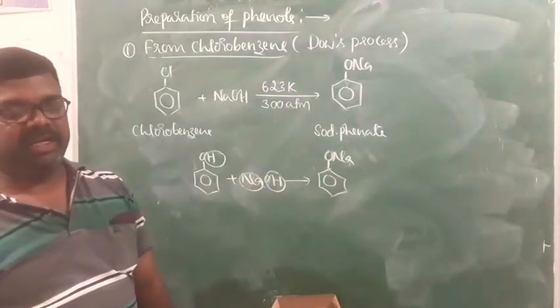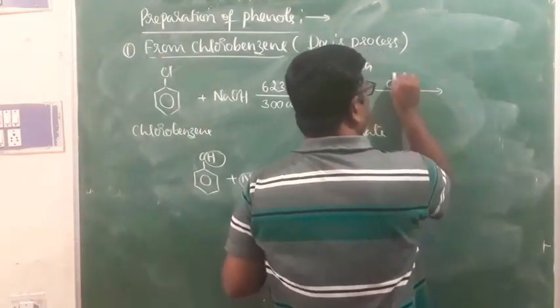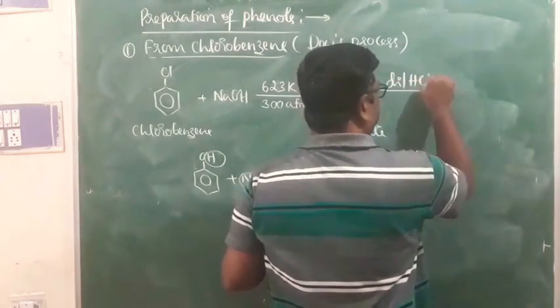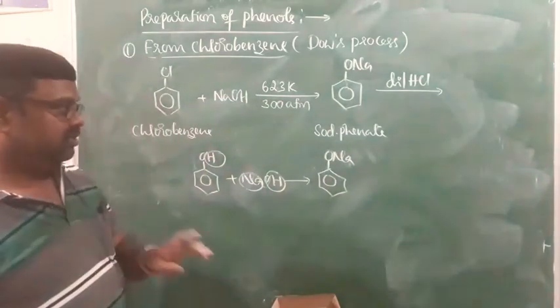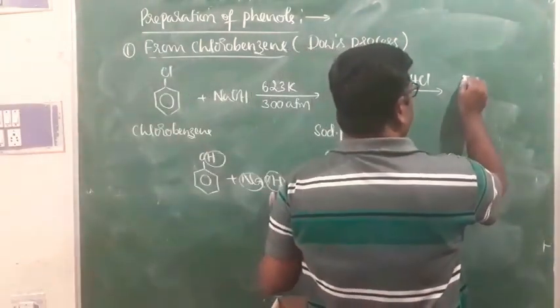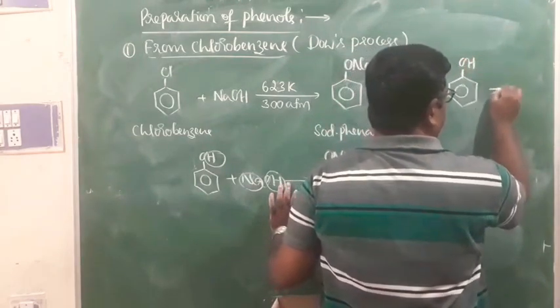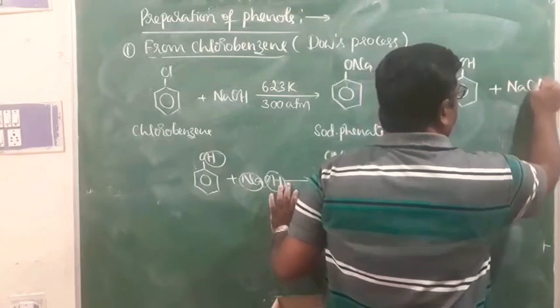And when this sodium phenoxide is hydrolyzed in the presence of dilute HCl, when sodium phenate is hydrolyzed in the presence of dilute HCl, phenol is regenerated, and of course you are going to get phenol along with the formation of NaCl.